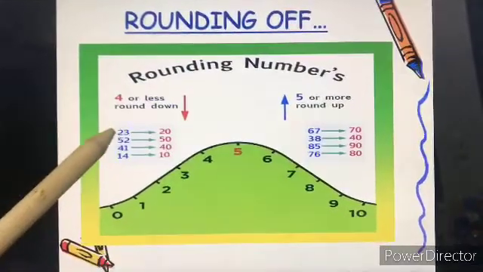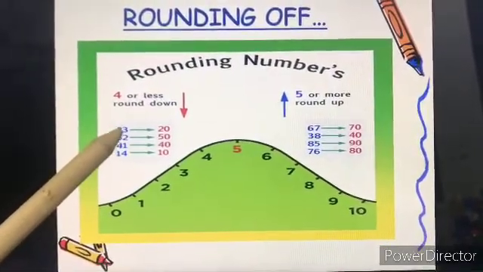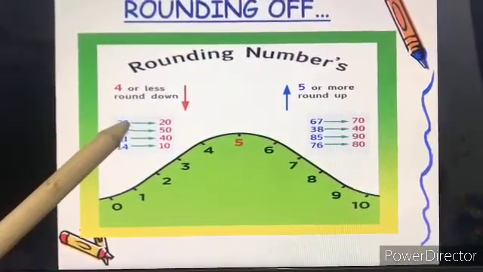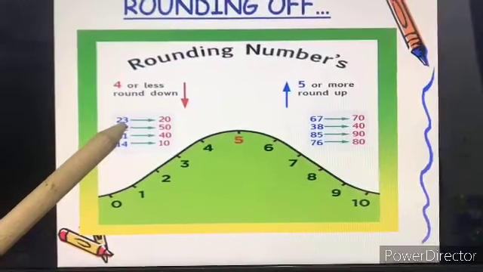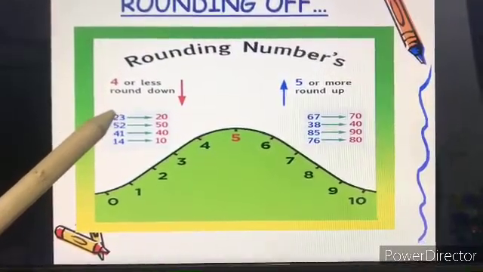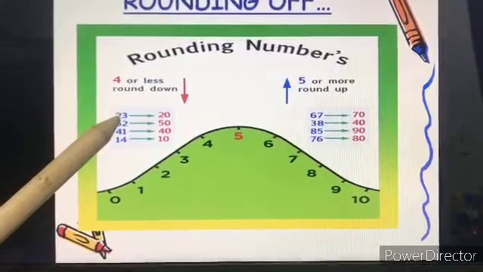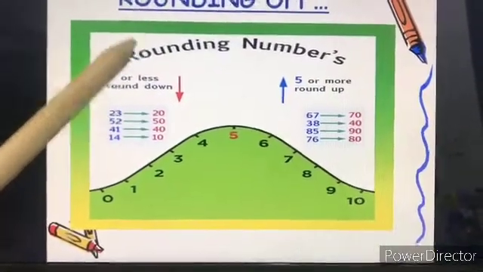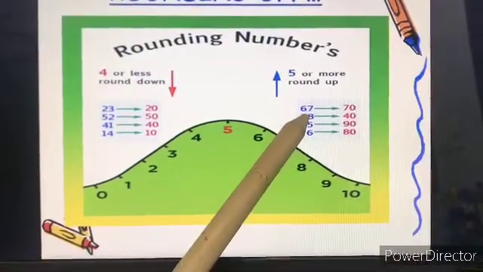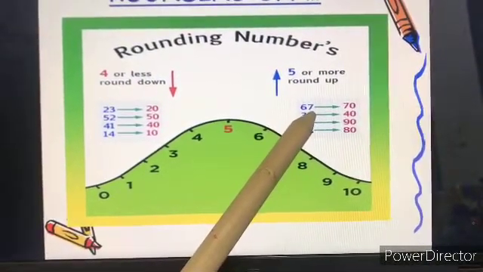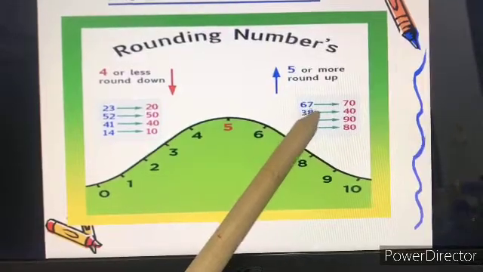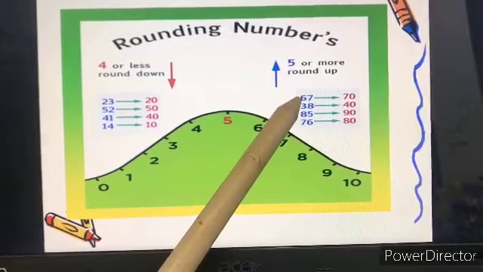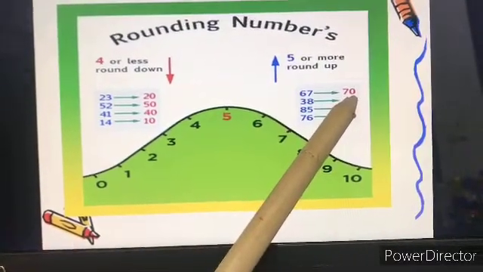See, 23. We will look at the digit at the ones place. It's 3, which is less than 5. So we are not going to add 1 to our tens. We will stay with the same tens and make the ones 0. But if we have 67, see this? It's 7, which is more than 5, so we will make it 0 and add 1 to our tens, and it will be 70.